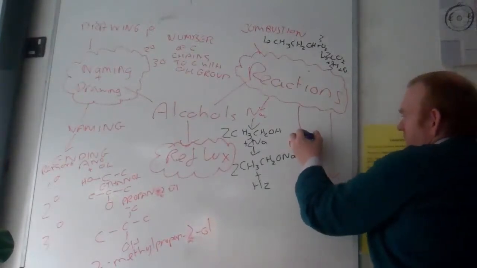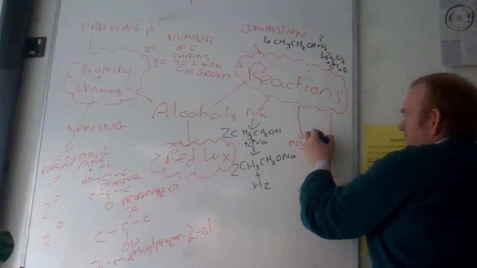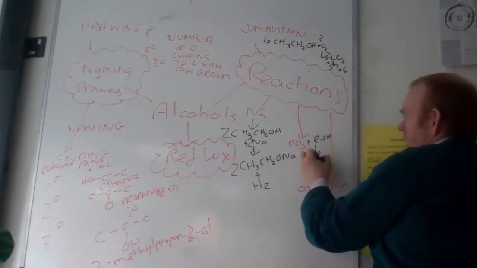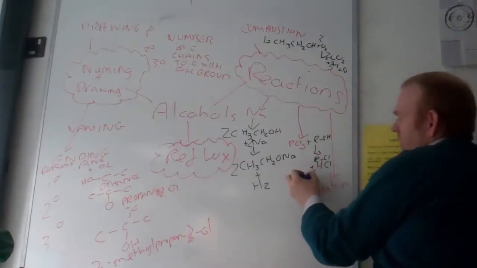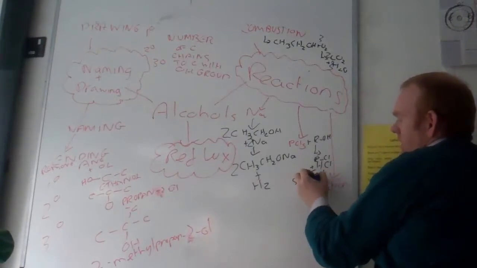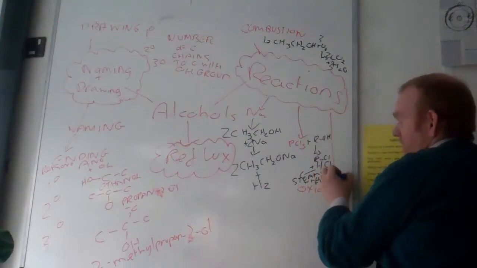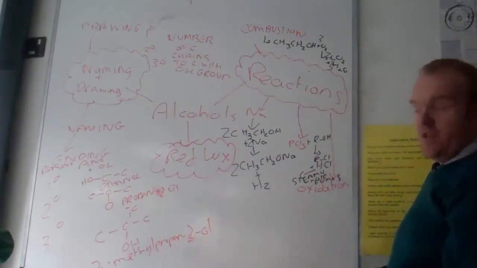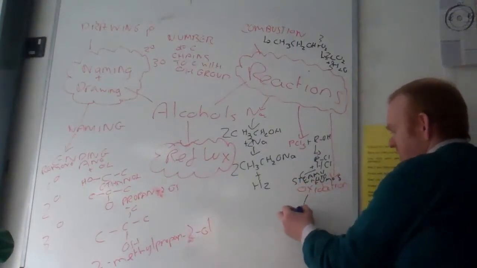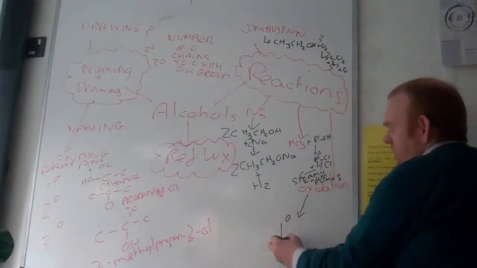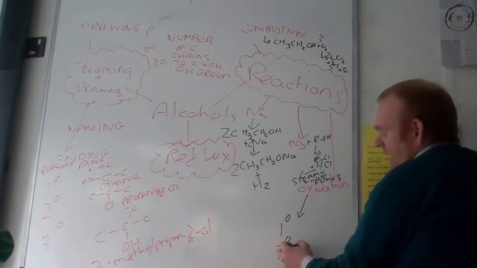Okay, with PCl5, I can react that with an alcohol to form a halogenoalkane and HCl. So I'm going to get steamy white fumes from that reaction. Obviously that reaction, remember, has to be done in the fume hood because the hydrogen chloride gas that is given off is severely toxic. If I've got oxidation, it depends on the type of alcohol that I have.